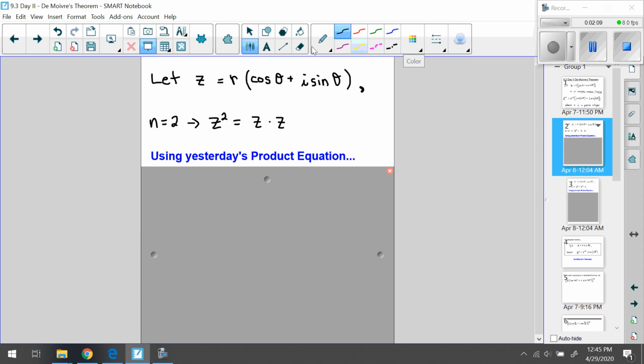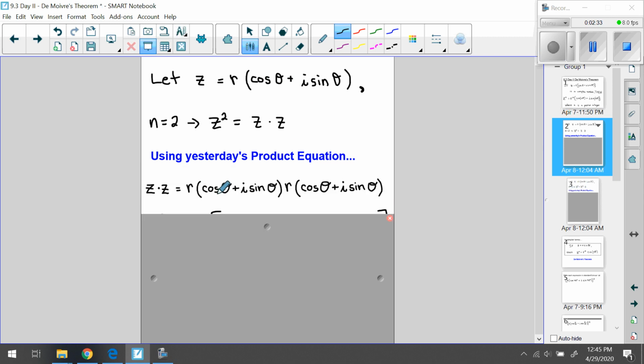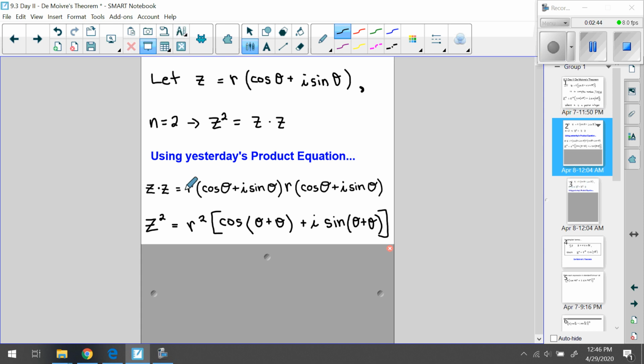And so let's say z equals r times cosine theta plus i sine theta, and let's raise it to the second power. So remember, when we're raising something to a power, we're multiplying by itself. And so z squared would mean z times z. And if z equals r times cosine theta plus i sine theta, that means we're going to have r times cosine theta plus i sine theta times another r times cosine theta plus i sine theta. So then using our commutative property, we could bring the r's out front. So those become r squared.